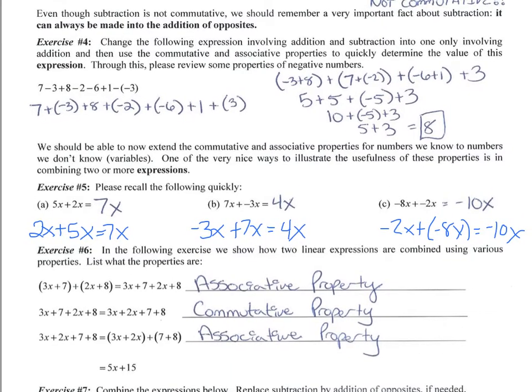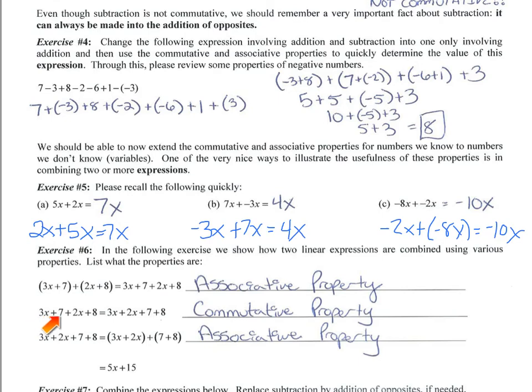In the following exercise number 6 here, we should know how two linear expressions are combined using various properties. List what the properties are. So I'm looking at the first line here. I have 3x plus 7 associated together, and I have 2x plus 8 associated together. And at the end, I got rid of the parentheses to show that the association is with everything. So you heard me say association the entire time. This is the associative property here. I did not change the order of anything. I just rewrote it without the parentheses to show I'm associating everything together.